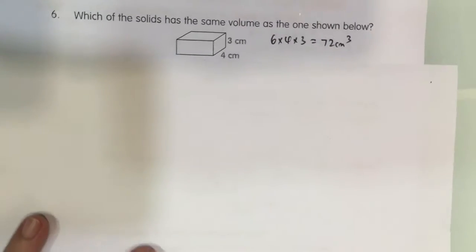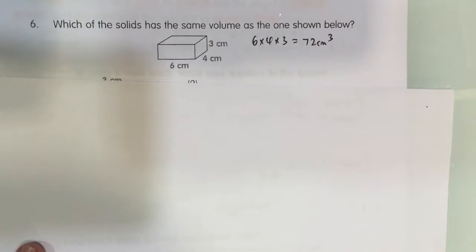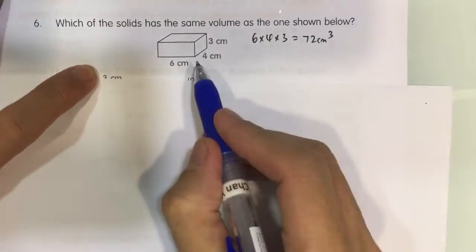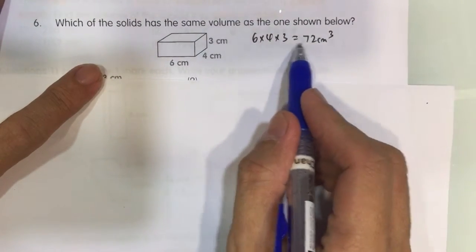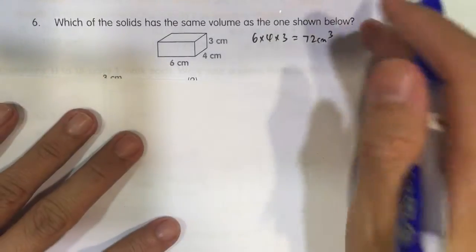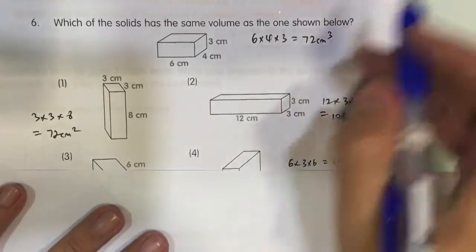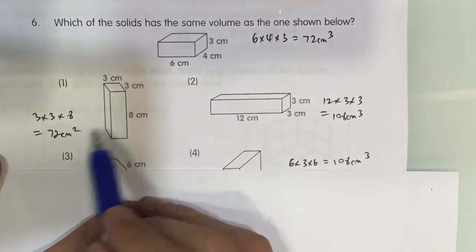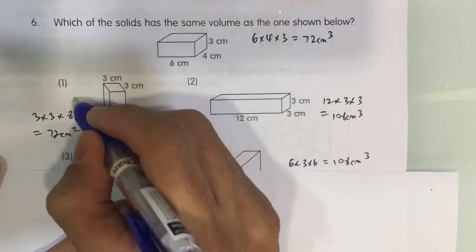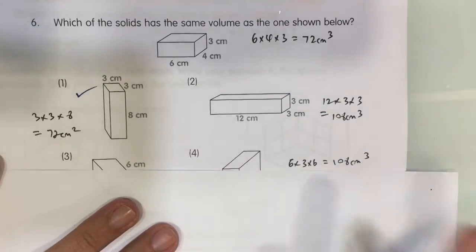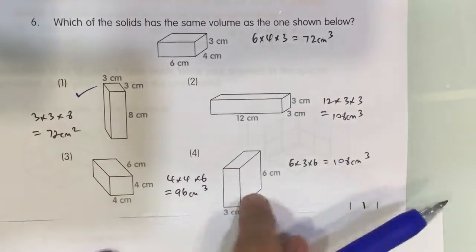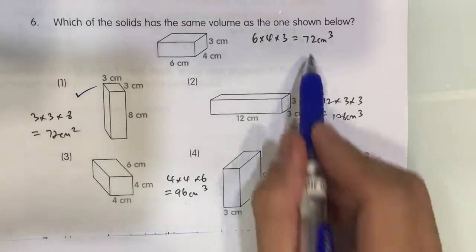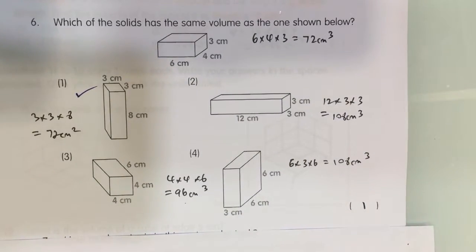Question 6. Which of the solids has the same volume as the one shown below? So you take 6 times 4 times 3 volume. You work out you have 72 cm cube. So you check one by one. The first one, 3 times 3 times 8, I have 72. So answer will be part 1. If you check the other 3 pieces of cuboid, you will not get 72 cm cube. So answer is 1.